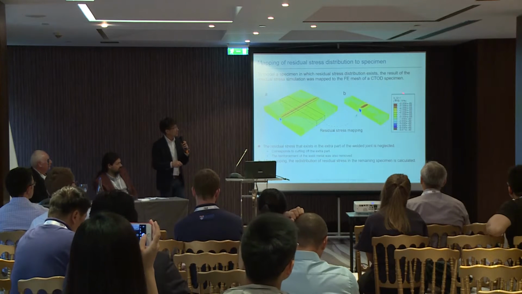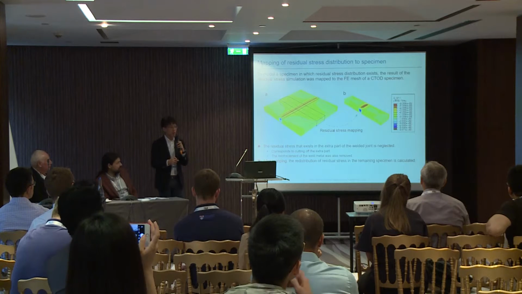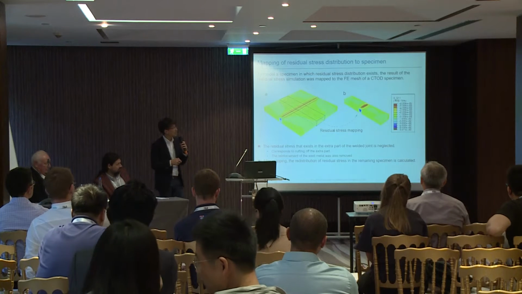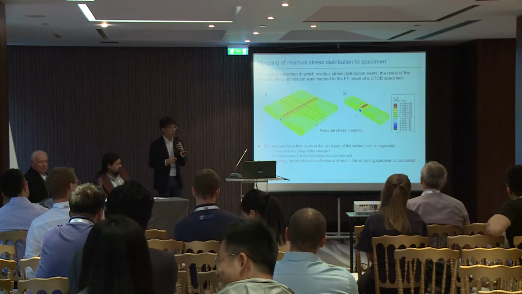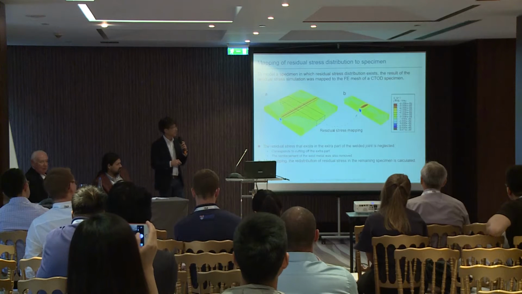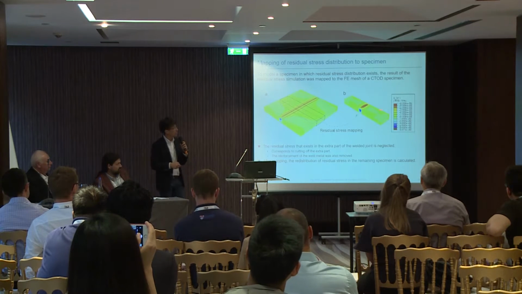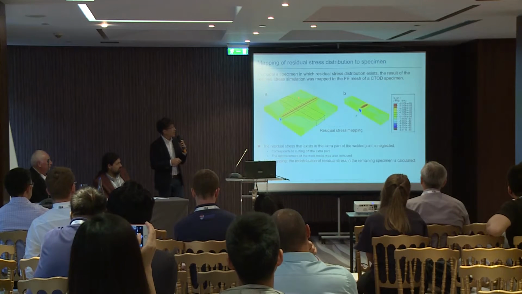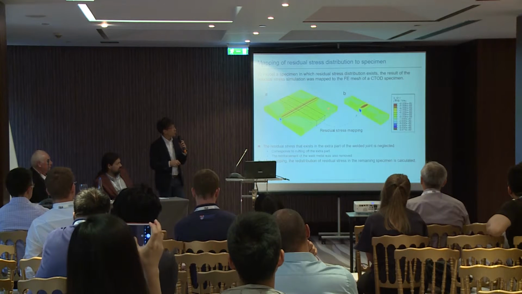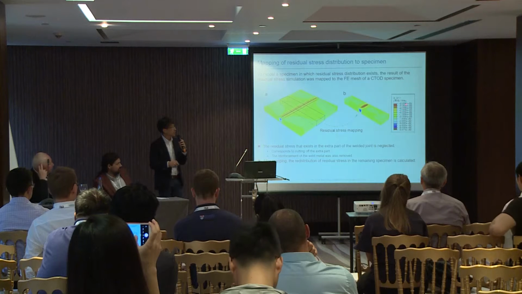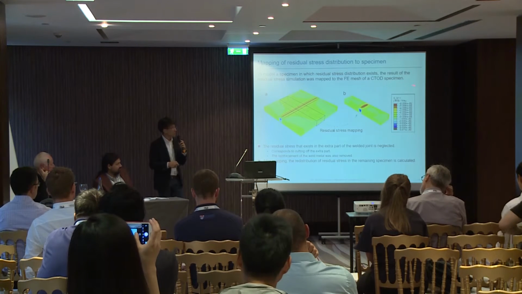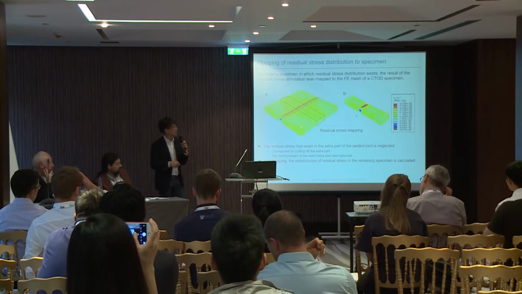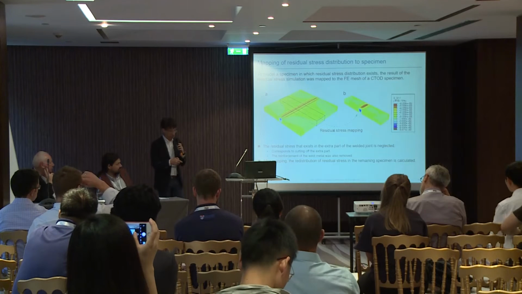This CTOD test specimen had the B times 2B standard shape of the CTOD bending test specimen, and then the residual stress is mapped onto the specimen model. The extra part of the welded joint was neglected during the mapping procedure. So this corresponds to cutting the specimen off from this welded joint.